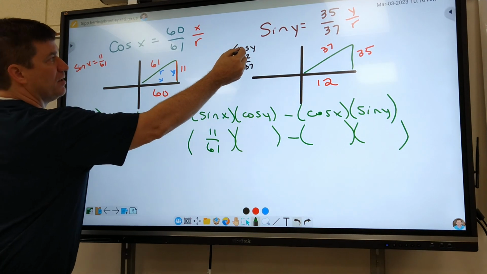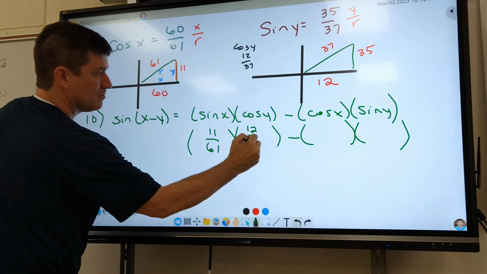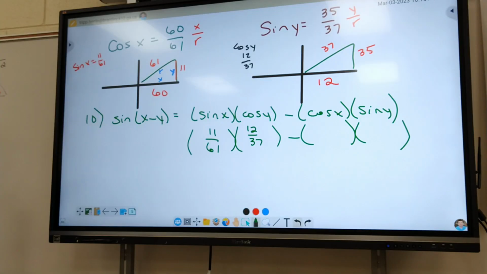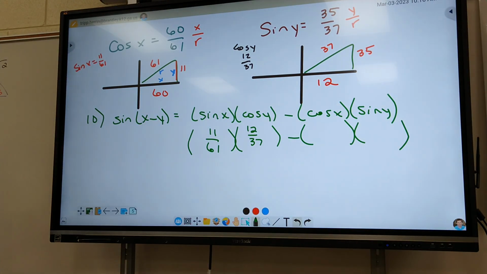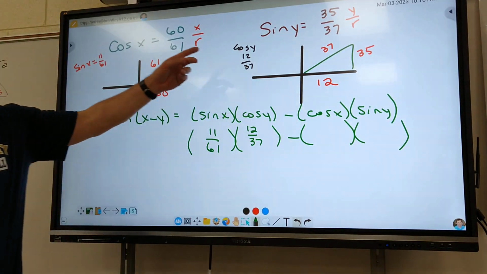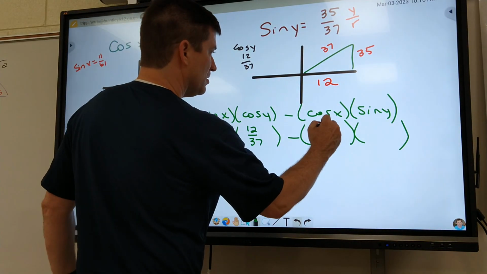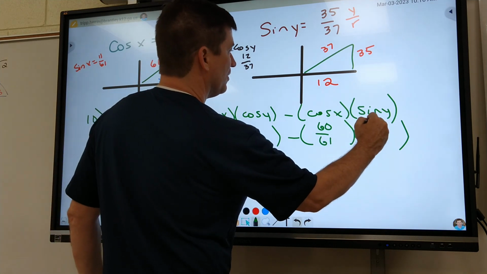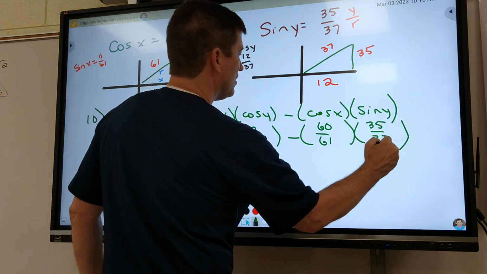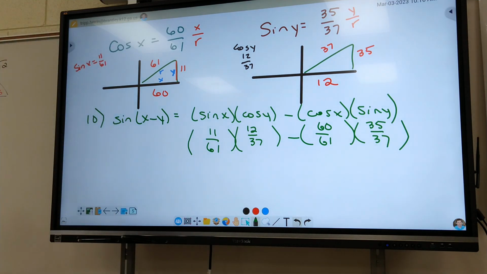Cosine of y is right here. It's 12 over 37. That was number 8. You just look at your answer for number 8. What goes in for cosine of x? It's up here. 60 over 61. So all this is already written on your paper. And then 35 over 37. All you got to do is type it in. It's going to make it much faster, guys.